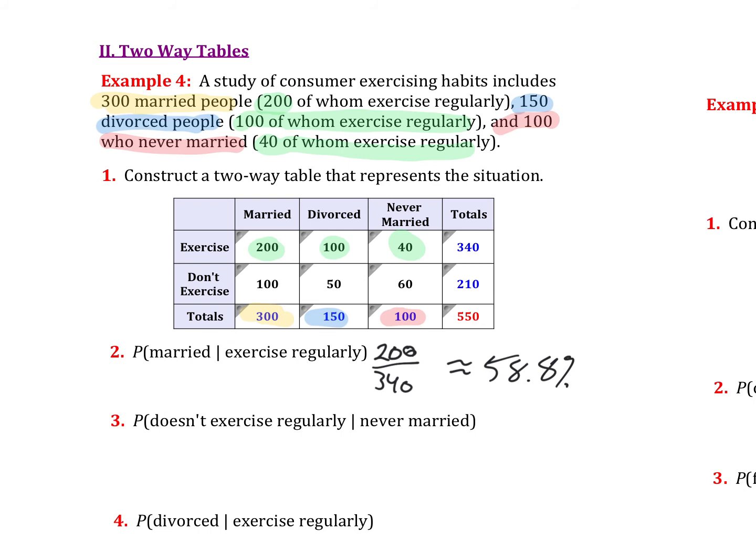Next, the probability that they do not exercise given that they were never married. So we're looking at the never married folks. There's 100 of them. Of that 100, how many of them do not exercise? 60. So that'd be 60 out of 100, 60%.